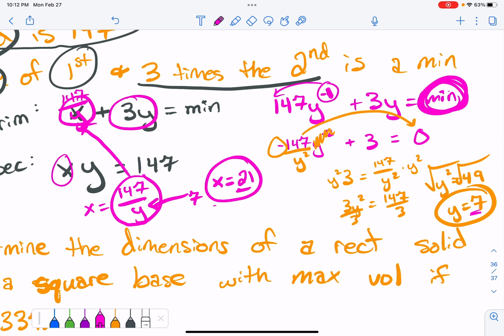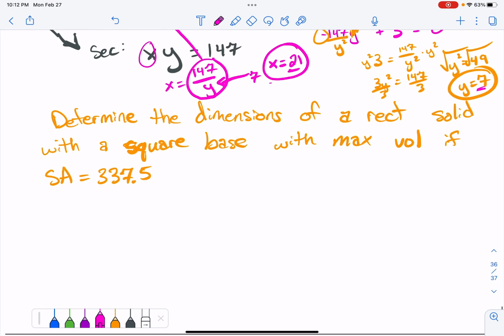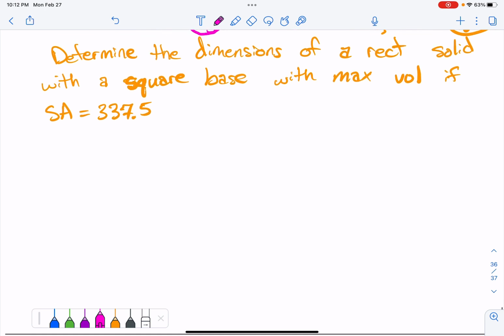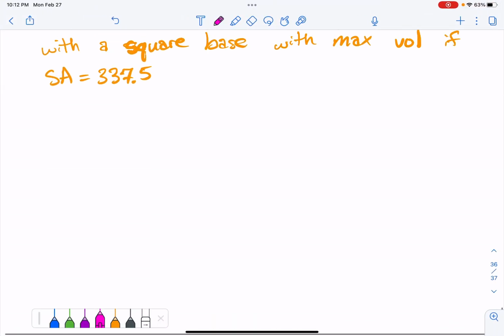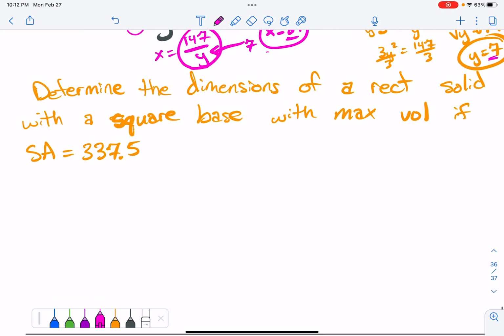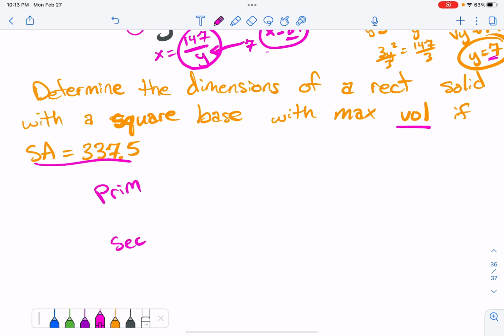So that's with numbers. Now we have another problem. Determine the dimensions of a rectangular solid. This is the last question. Determine the dimensions of a rectangular solid with a square base and a maximum volume if the surface area is this. Okay, so the primary equation and the secondary equation. I know that the surface area, which we'll have to write out the equation for, is equal to 337.5. And then the volume is what I'm trying to maximize. I'm trying to find max volume.